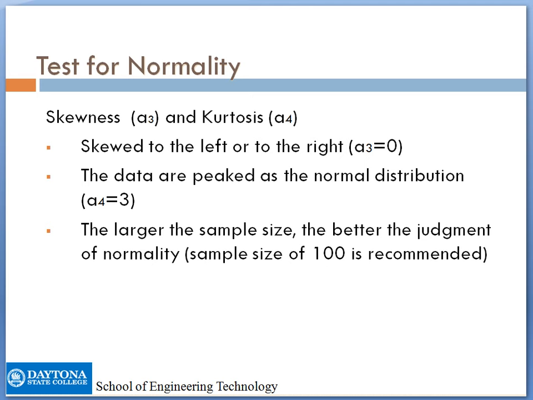If your kurtosis, which is A sub 4, is equal to 3, this means that it's normally distributed. Because remember, the kurtosis gives you the peak of the data. And for these, usually they require a large sample size, so you can determine if it's normally distributed or not.